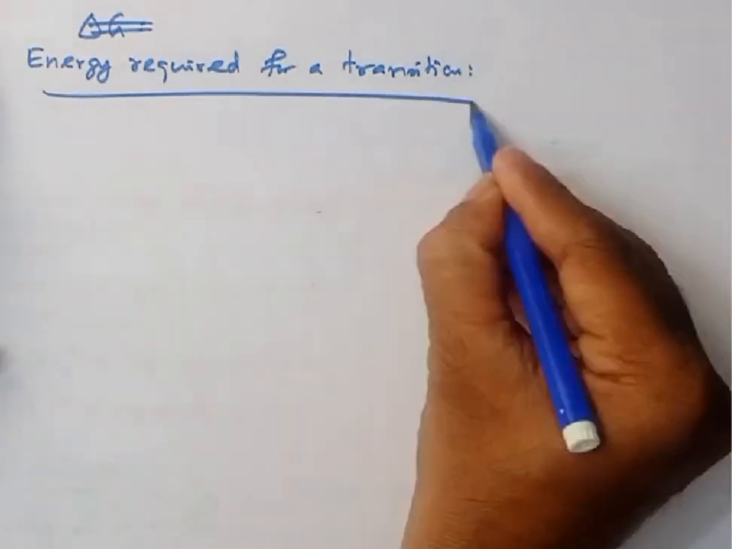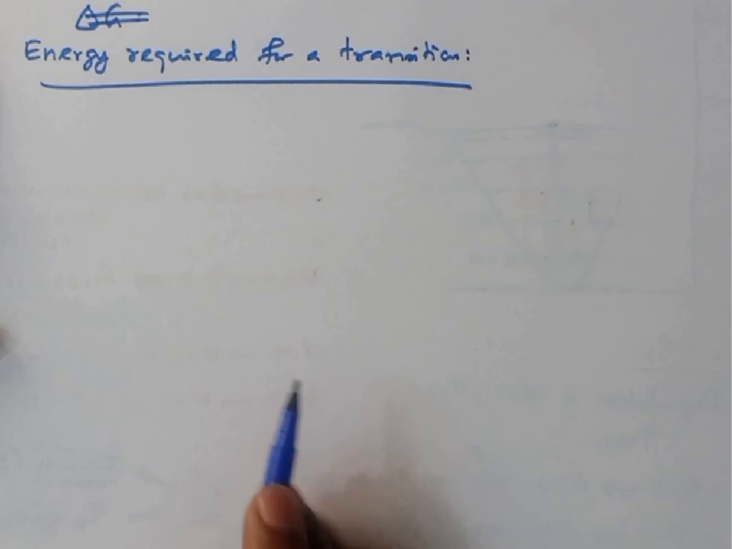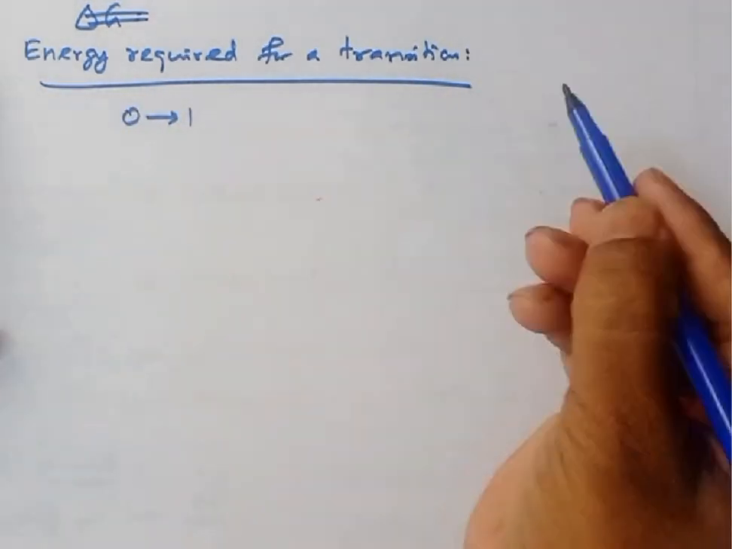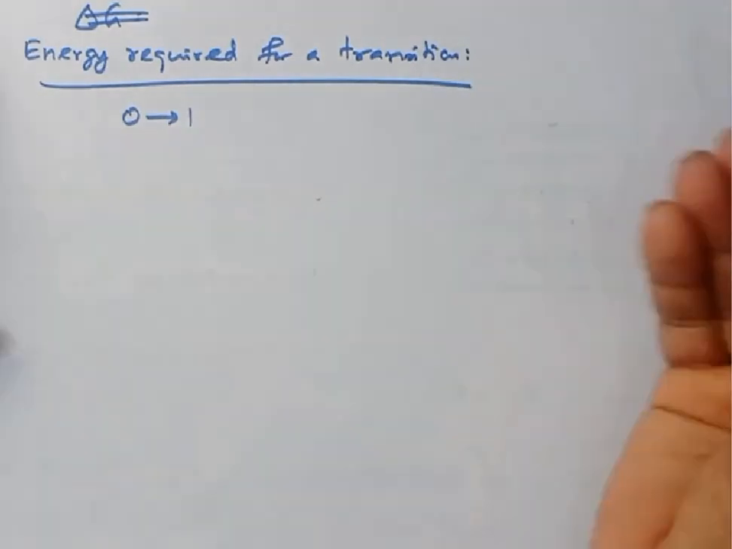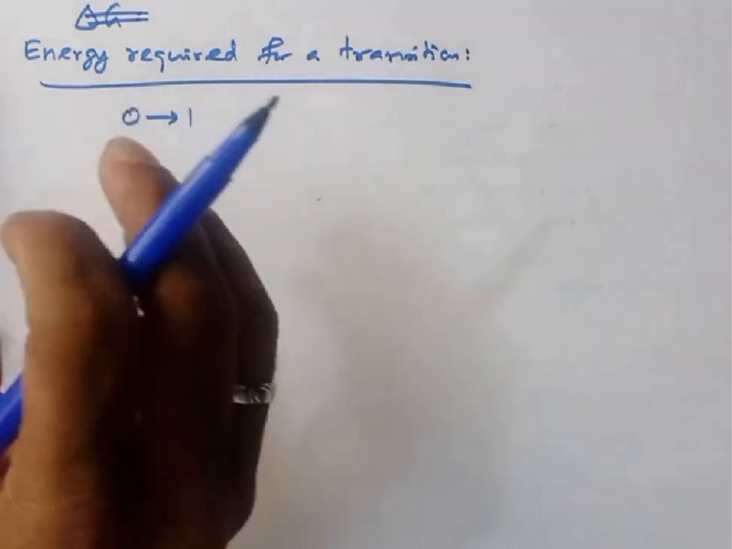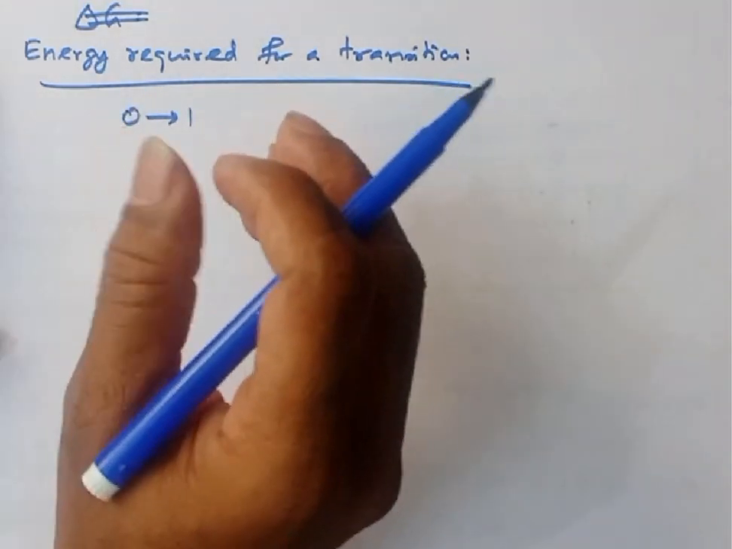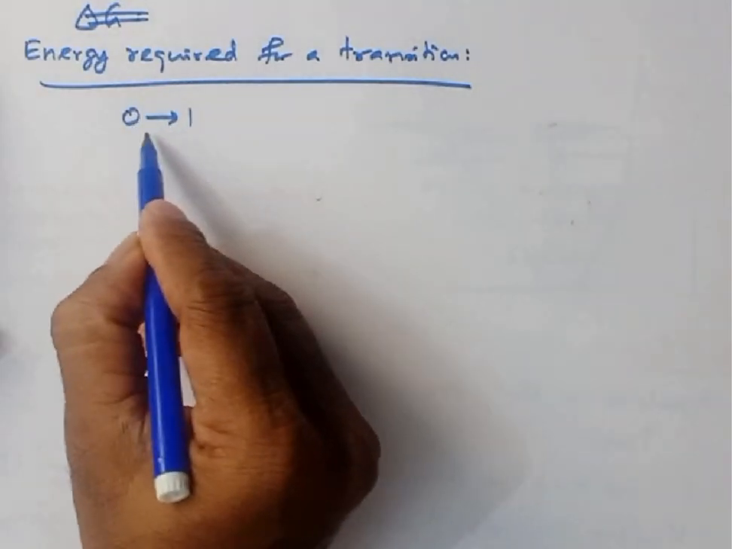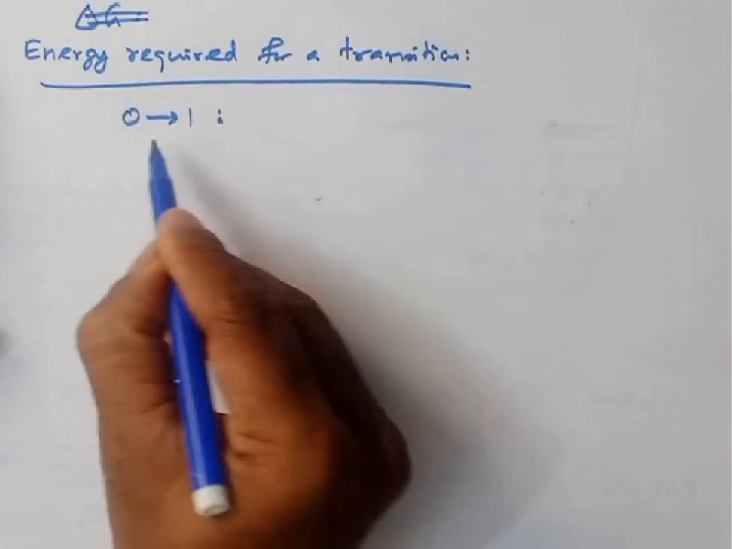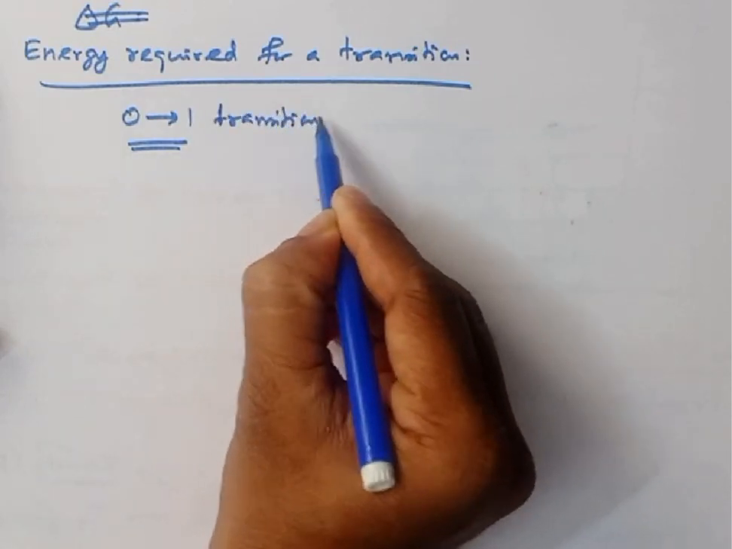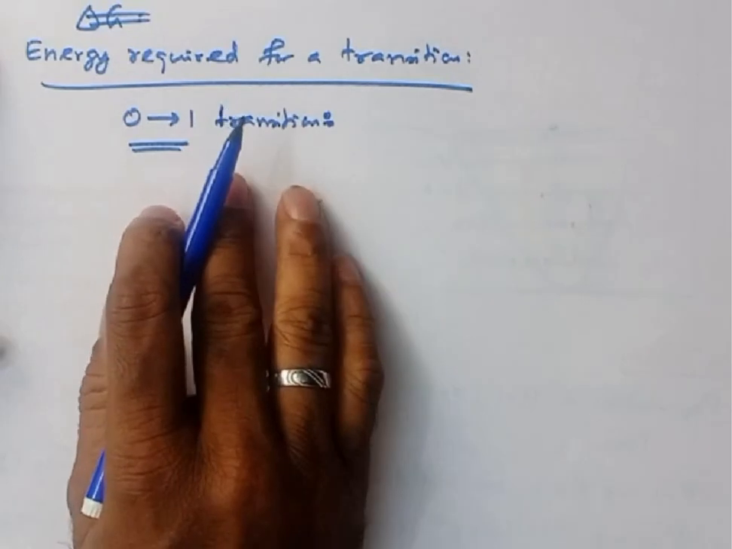We cannot give a general expression here. Why? Because 0 to 1 is allowed, 0 to 2 is also allowed, 0 to 3 is also allowed. So we cannot give a general expression here. I'm going to give the energy required for each and every transition separately. The 0 to 1 transition is called the fundamental transition, am I right, students? For the fundamental transition, what is the energy required?